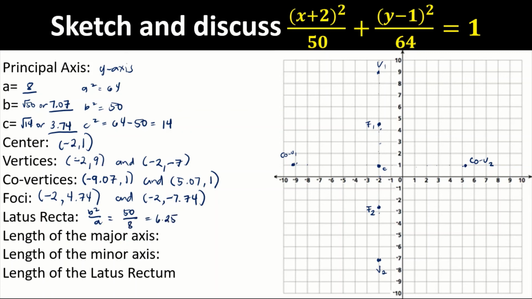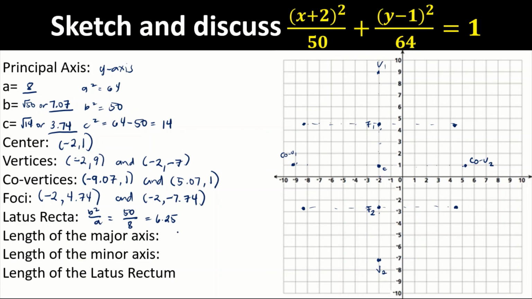6.25. So, magbibilang tayo ng 6.25 na perpendicular sa principal axis, and magsisimula tayo sa ating foci. So, we have 1, 2, 3, 4, 5, 6, and 0.25. Then, din sa kabila, 1, 2, 3, 4, 5, 6, and 0.25. Okay, and then ganun din sa F sub 2. Okay, so dapat magkahilera yan. Okay, and then ganun din dito sa kabila. Ito ang ating latus recta.